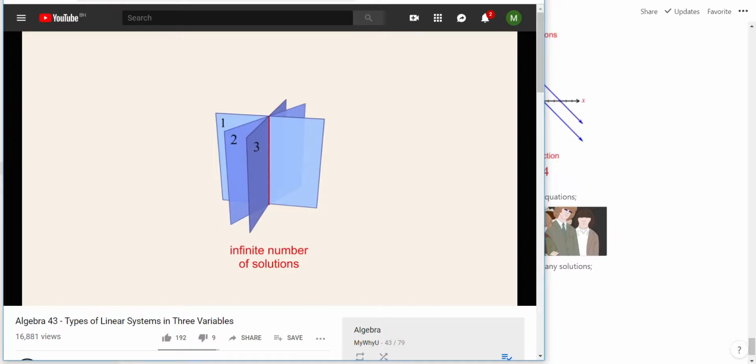If the third plane is identical to one of the other two planes, then the points common to all three planes are still represented by the same line of intersection, and the system will have an infinite number of solutions.